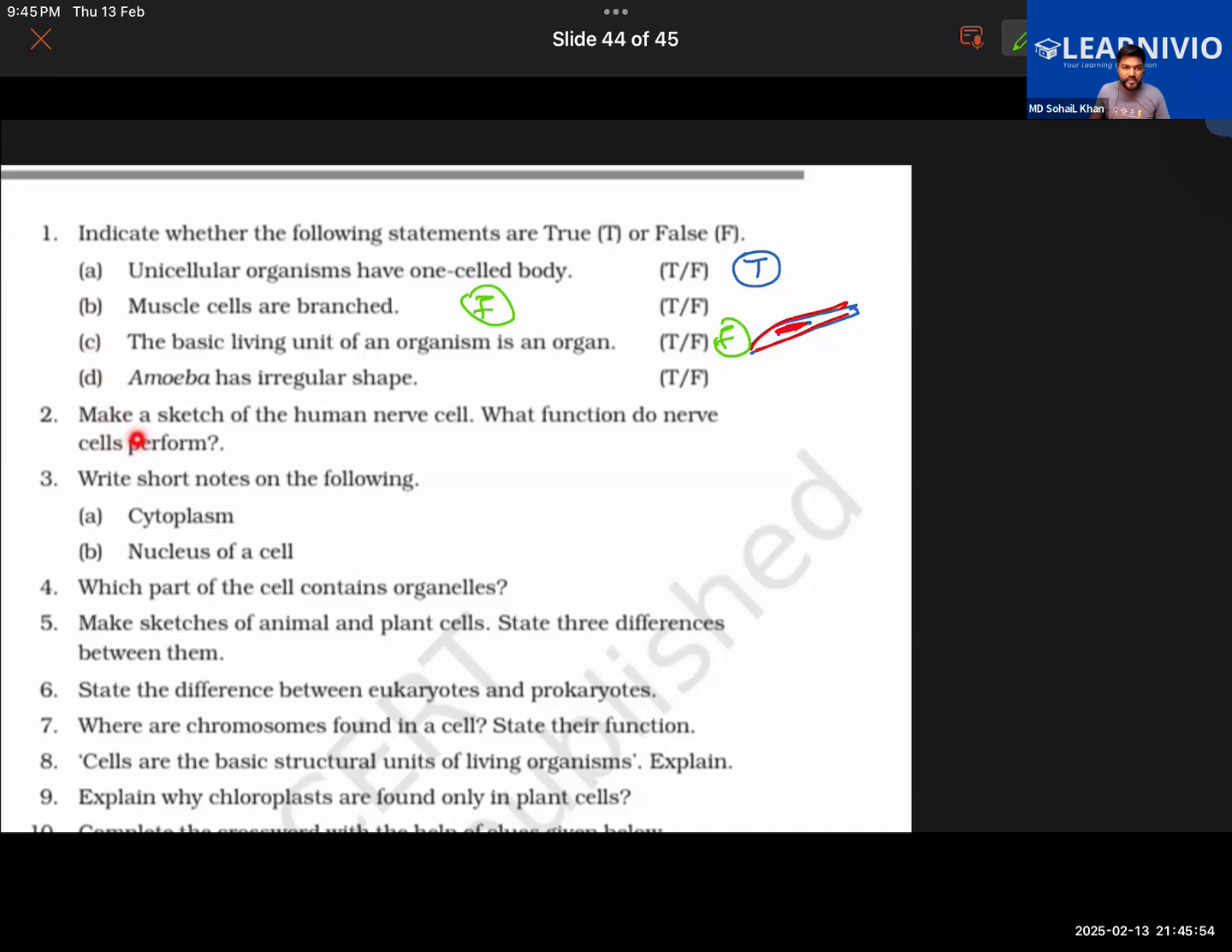You have learned about the human nerve cell in school, right? So generally, a question about the diagram of the human nerve cell is asked. So let's draw the diagram of this human nerve cell.